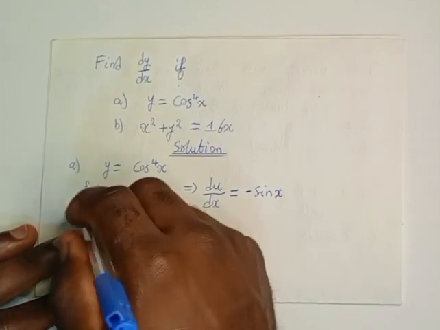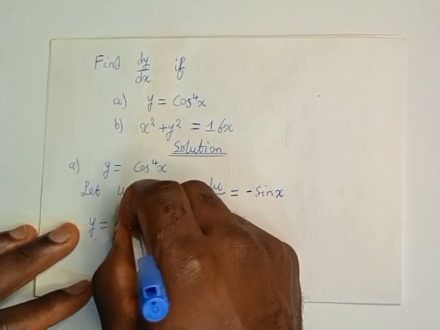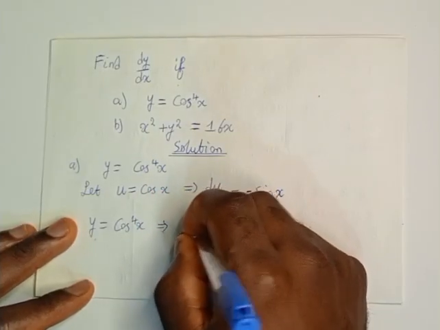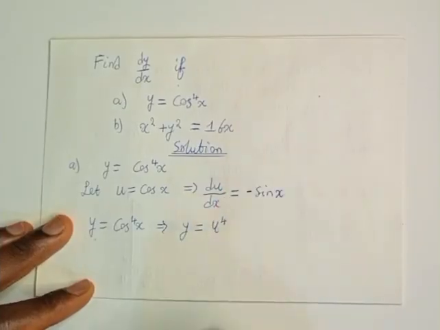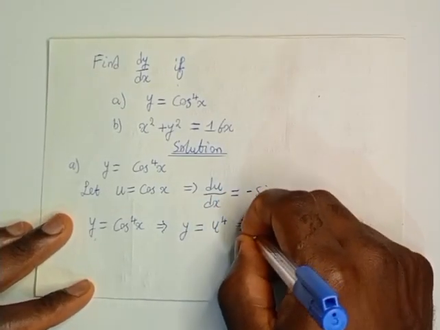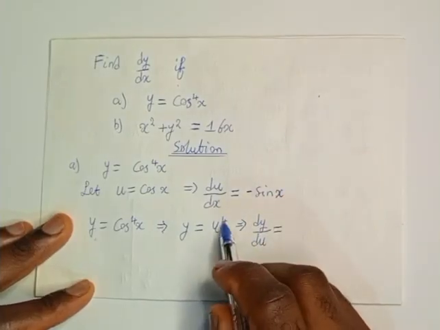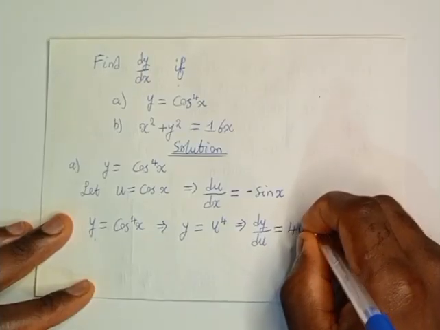Now if we take down y equal to cos x to the power 4, then our y in terms of u will simply give us u to the power 4. Then if we find dy over du, it is simply equal to 4u cubed.